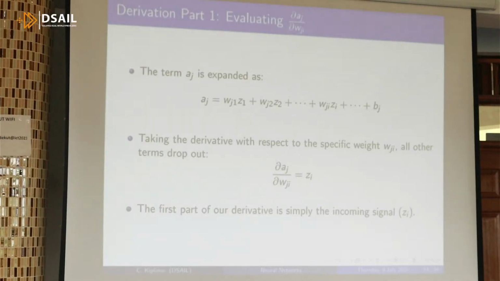All other terms drop out. So the first part of our derivative is simply the incoming signal zi. I mean, just look at that. It's just one of those beautiful outcomes that you get. This is saying that if we go all the way to the errors and we want to understand how that error is affected by a single weight, you really don't even have to compute that derivative, because that derivative is always going to be zi, the post-activated value. The effect of this weight is the value zi, the incoming signal from the previous neuron.